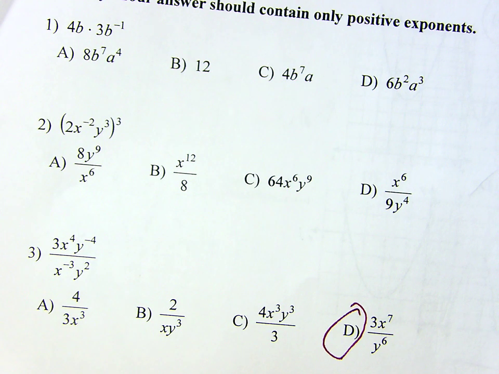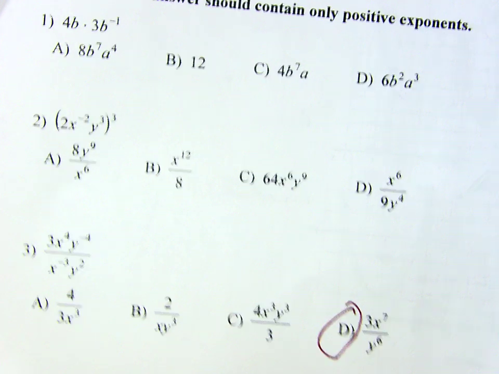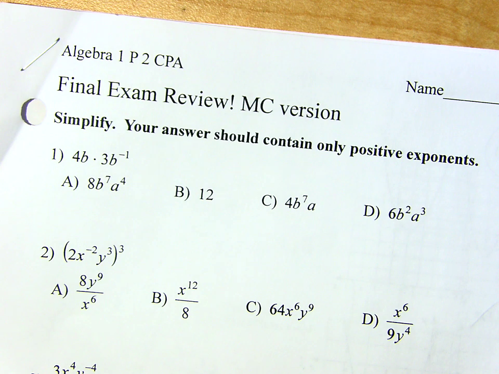Do the same thing with number 1. You know the answer immediately. It's got to be 12. 4 times 3 is 12. The only one with a 12 in it is B.